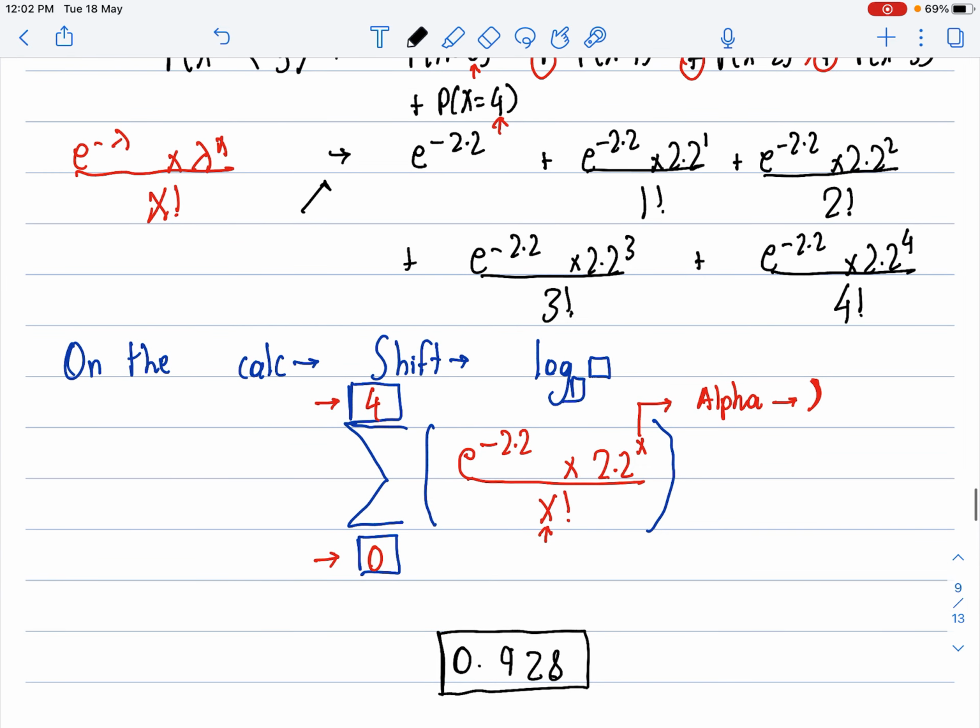So very important, you need to write all your steps till this, okay? But then after that, you can use your calc because it's basically a faster method.